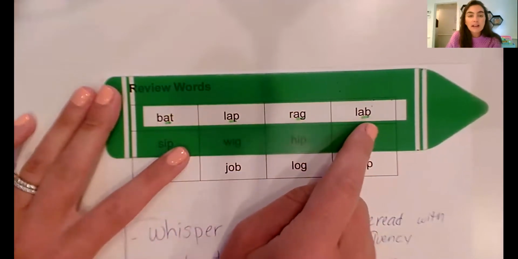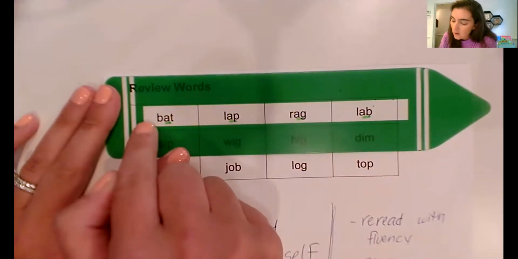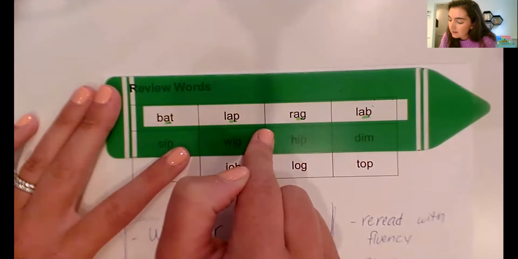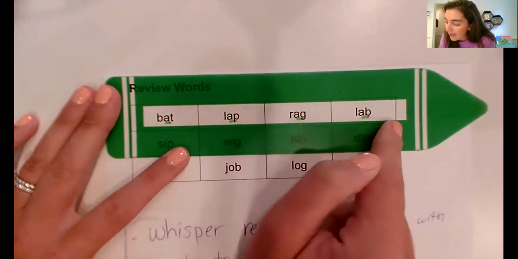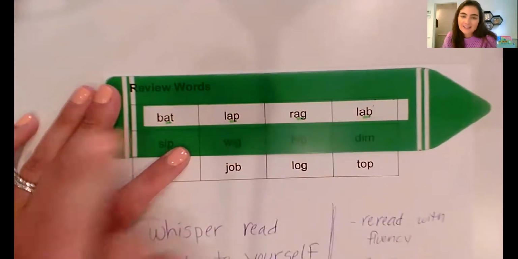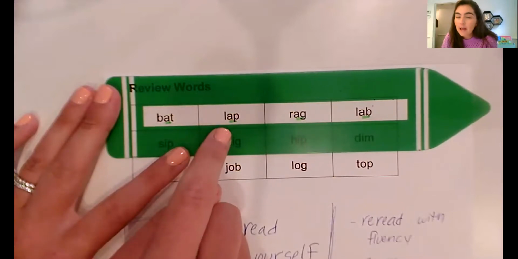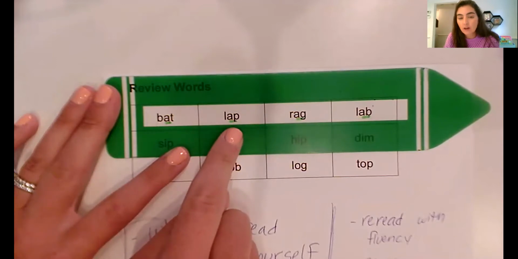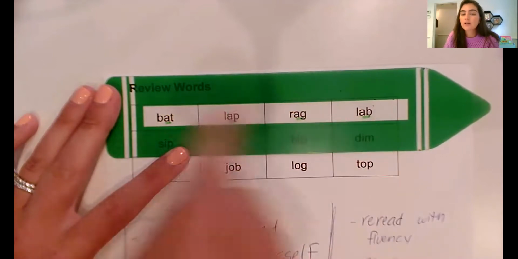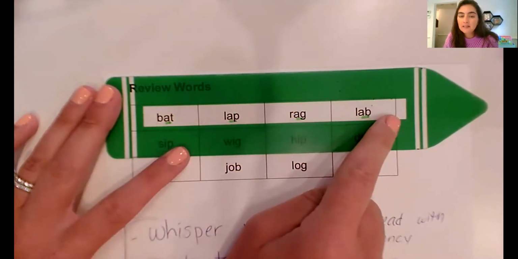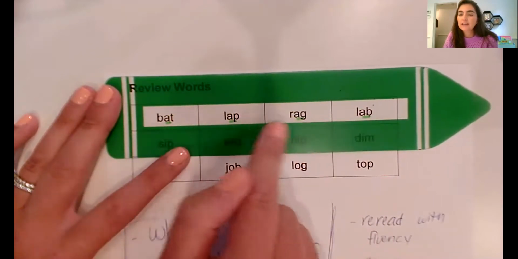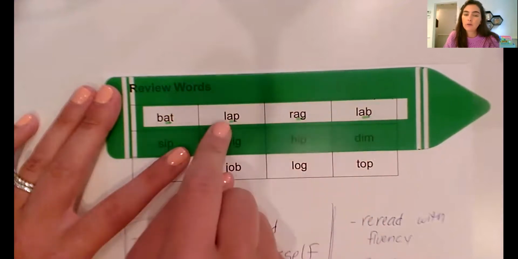All right, you ready to read it? Go for it. Bat, lab, rag, lab. Now there was an error there. I said lab instead of lap. So you could have two choices. You could either error handle right in the moment or error handle when they get to the end of the row. In this case, I'm going to wait till that student got to the end of the row because they were reading at a decent enough pace that we can handle going back to it.